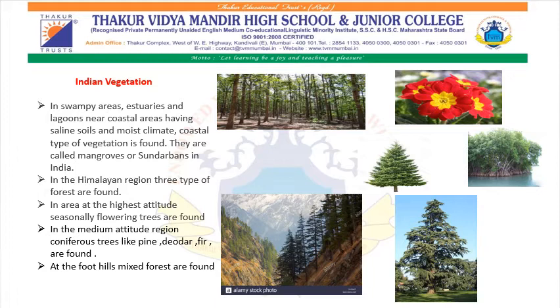In the Himalayan region, you'll find that the forest is of different types according to the height or altitude. In the areas located at the highest altitude, you'll find seasonal flowers being grown. In the regions with medium altitude, you find coniferous trees like pine, fir and deodar. At the foothills of the Himalayas, you'll find mixed forest, which includes both coniferous and deciduous forest. The proportion of sal trees is also found in higher amount.